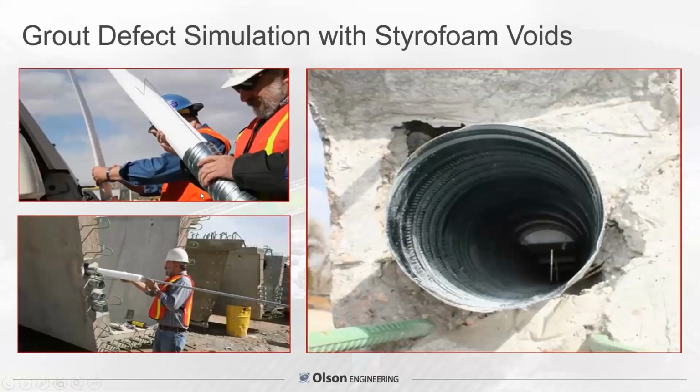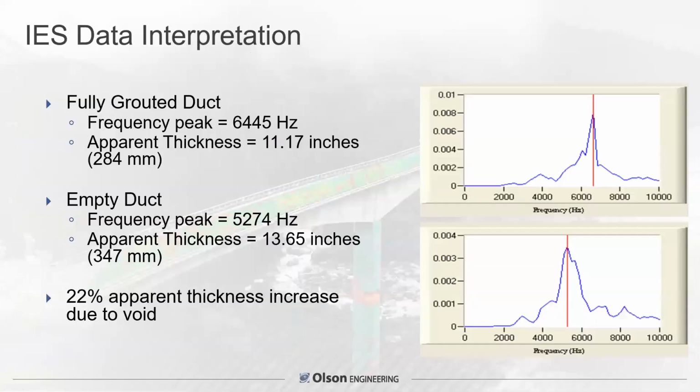This just shows the styrofoam void that we placed inside, had a local repair contractor grout the ducts for us, and then tested them. You can see them being inserted there. A fully grouted duct example showed an echo peak at 6,445 hertz, and that corresponded to an apparent thickness of 11.17 inches for the grout at a relatively young age of 3 days. So the grout gained its strength, but it was still soft.